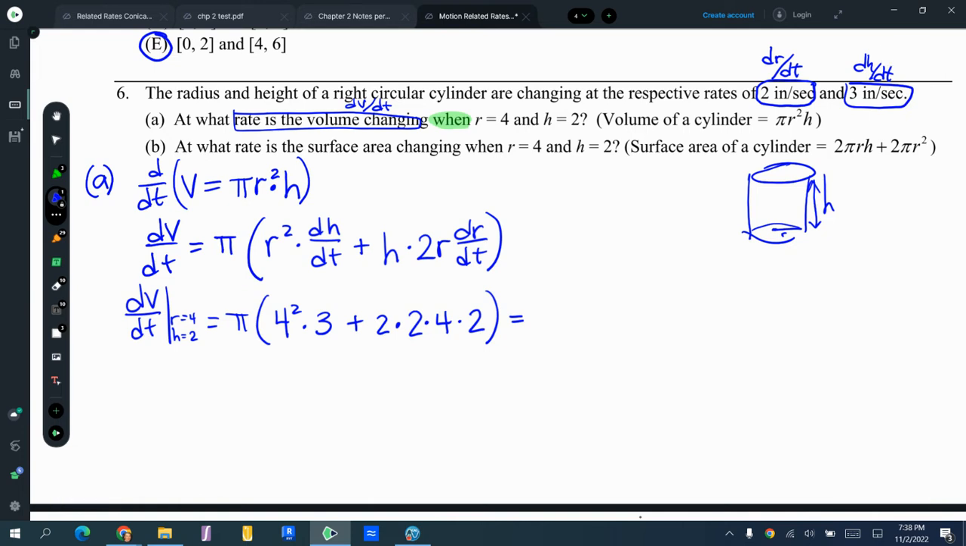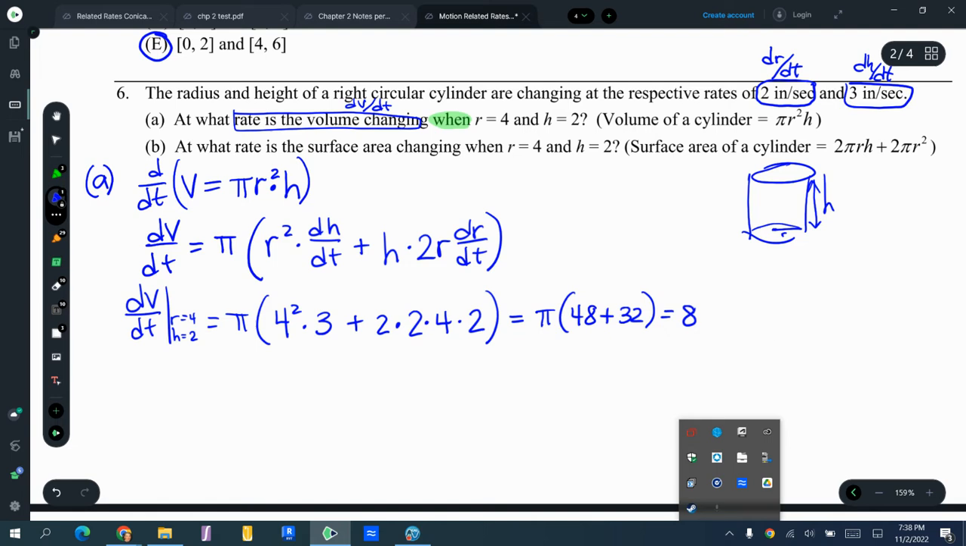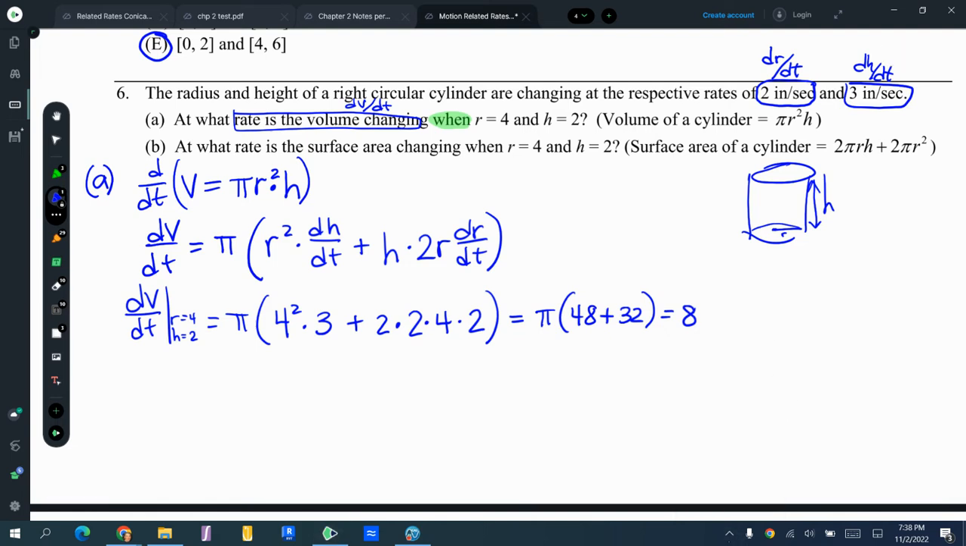4 squared is 16. 16 times 3 is 48. So I'm going to have pi on the outside. 48 plus 2 times 2 times 2 is 8. 8 times 4 is 32. So this is giving us 80. Here we go. 80 pi. Volume is measured in inches cubed, and time is measured in seconds.